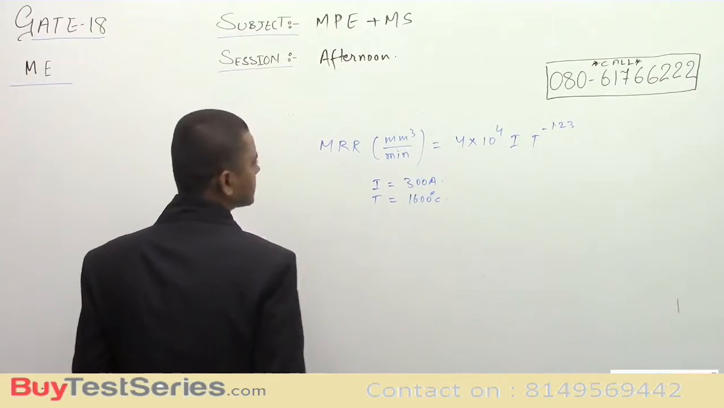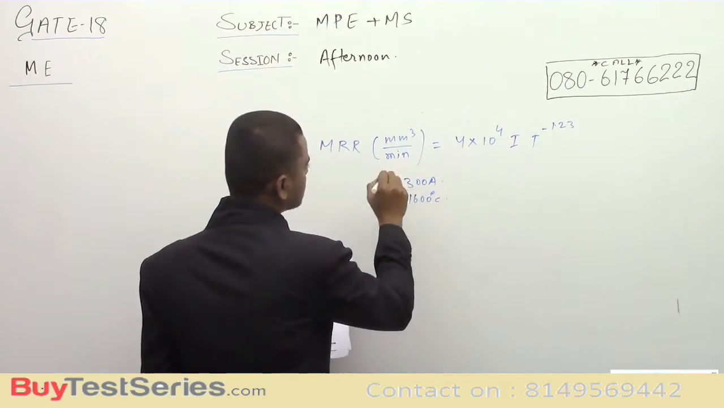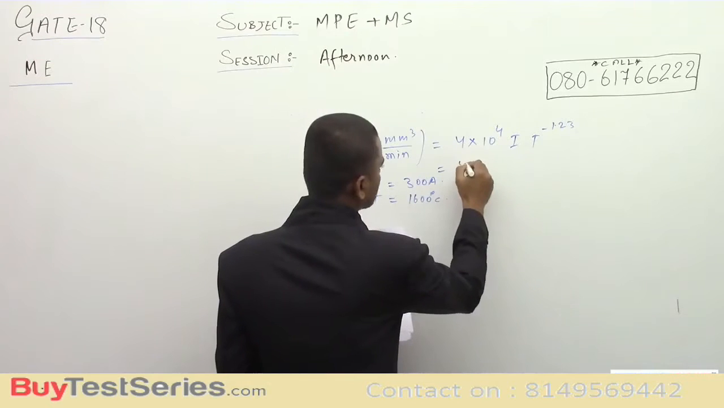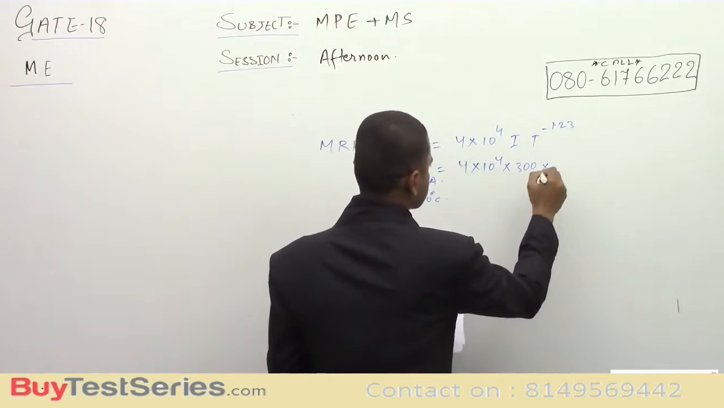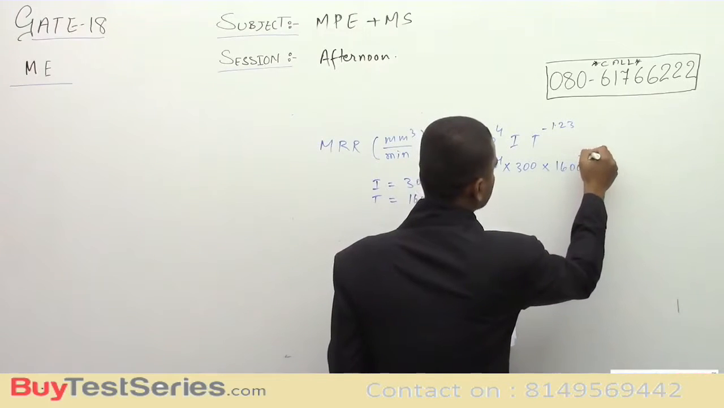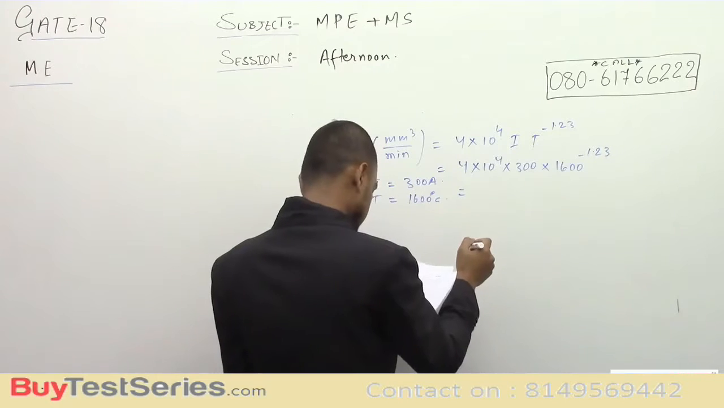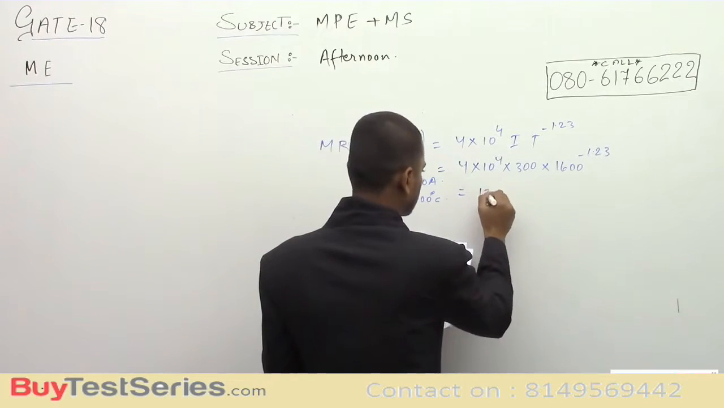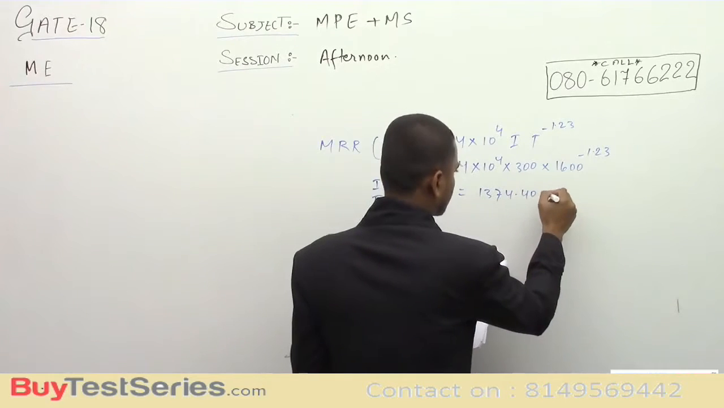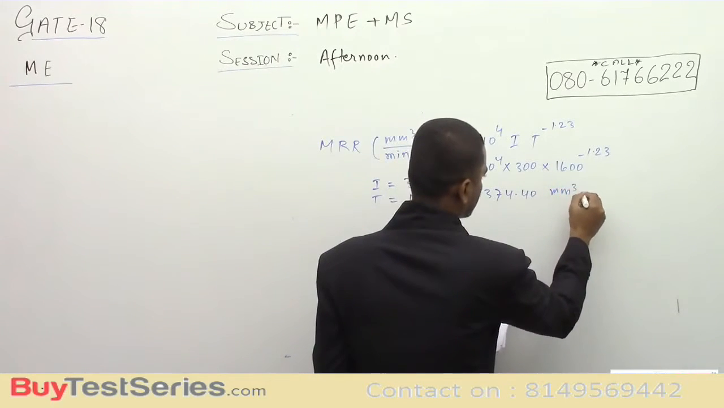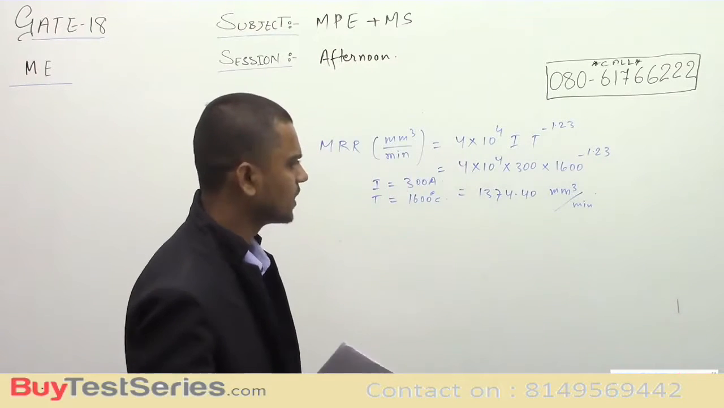In this case, if you put the value of current and temperature into this equation, 4 into 10 to the power 4 into 300 into 1600 to the power minus 1.23, you will get 1374.40 mm³ per minute. This much is the MRR, material removal rate.